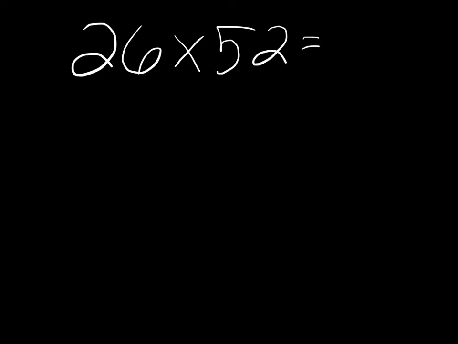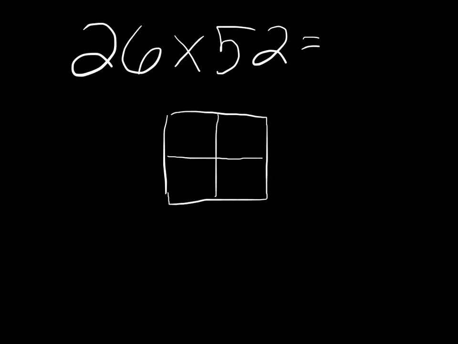So say we have a 2-digit by 2-digit multiplication problem. Let's say 26 times 52. The basis for lattice is this funny set of boxes. The number of boxes depends on how many digits your two factors are. We have a 2-digit, 26, by 2-digit, 52 factors, so we need a 2 by 2 box. The first factor goes on the top, the second factor goes on the side.